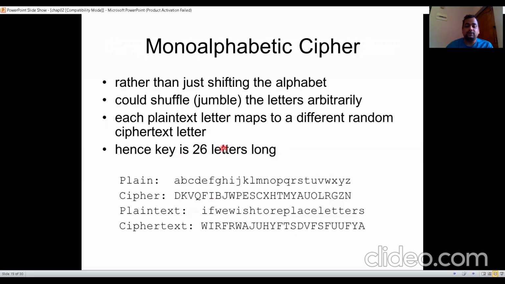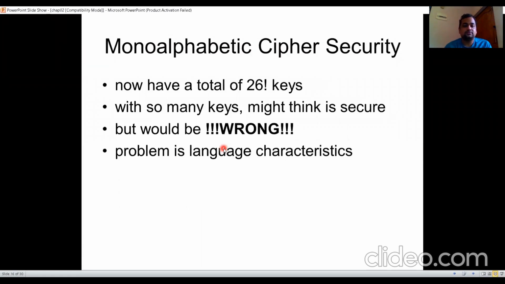So this is all about the Caesar cipher mechanism. You can easily find out the maximum number of keys. What is the total number of keys? 26, the number of characters.